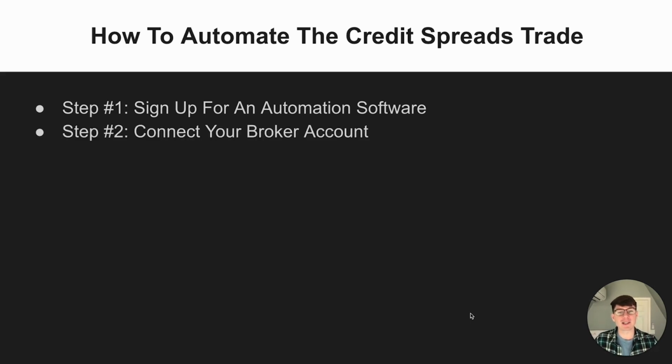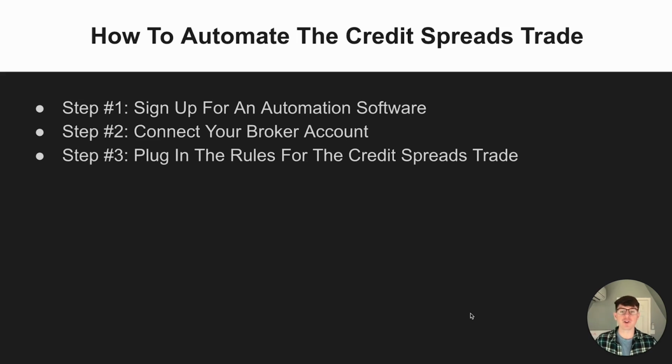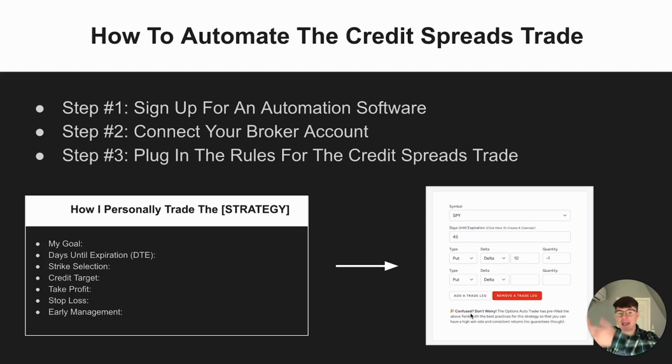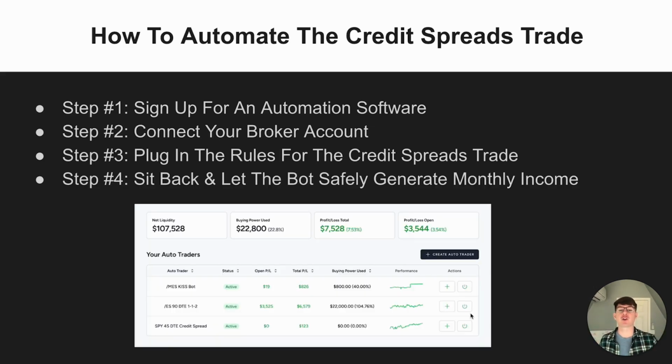Step number 2 is connect your broker account. So once you have an automation tool that you can use, you then need to connect your broker account to it. The Options Auto Trader supports the most. We support Schwab, tastytrade, TradeStation, and Tradier. So if you have one of those, you're good to go. Once you connect your broker account, then you want to plug in the rules for this strategy. So take the rules I gave you and plug them into the bot. I'll show you a quick demo of that here in a second. Then from there, you'll let the bot run and generate monthly income.